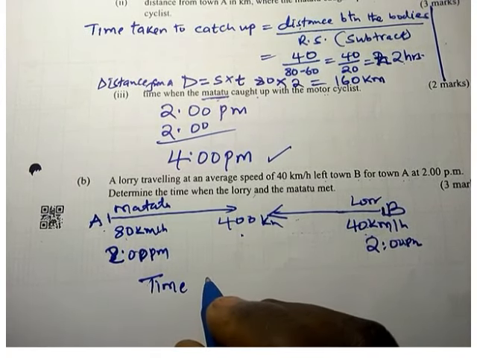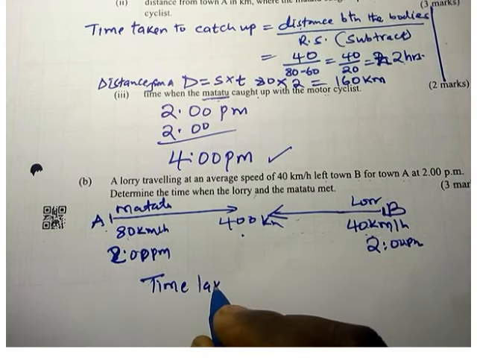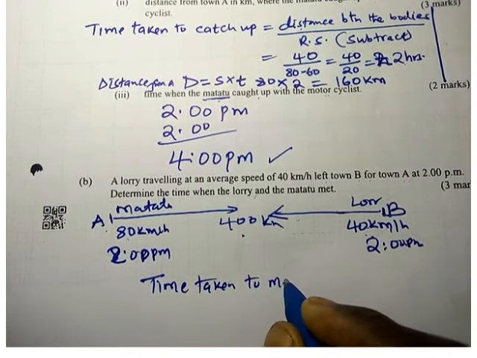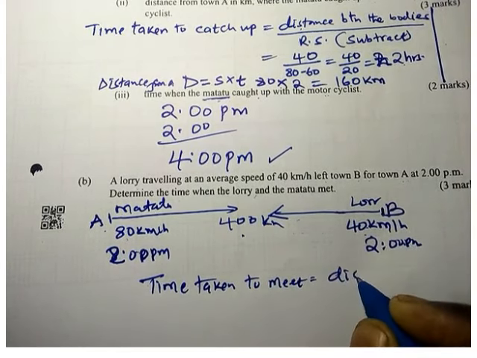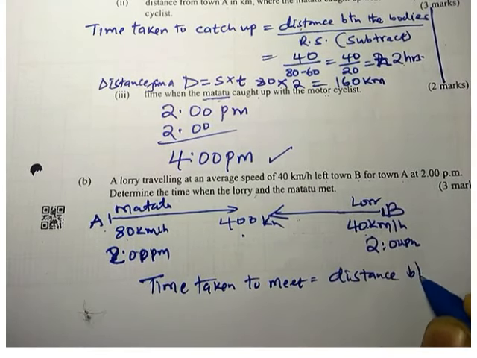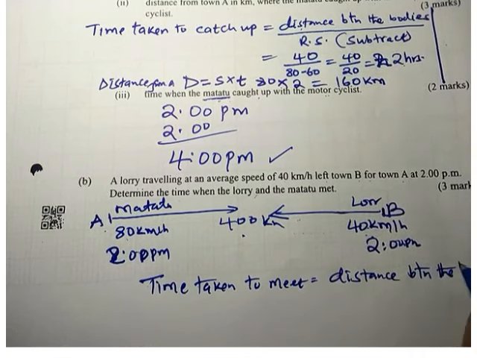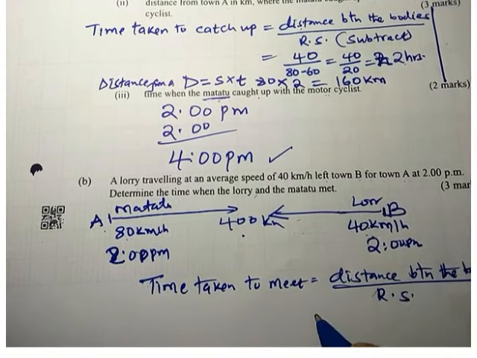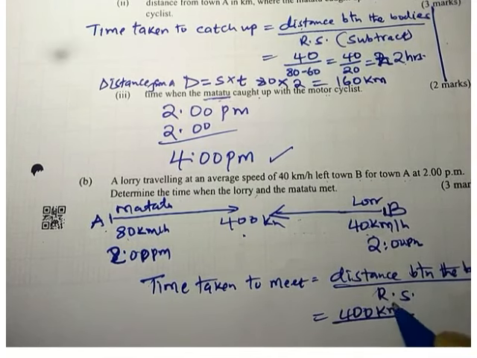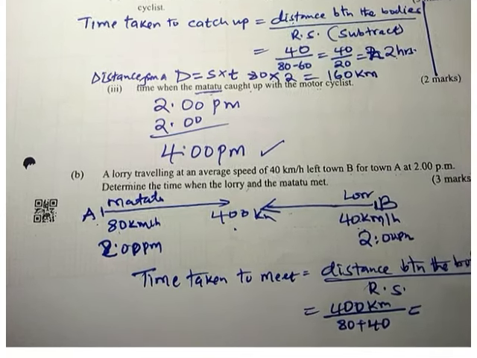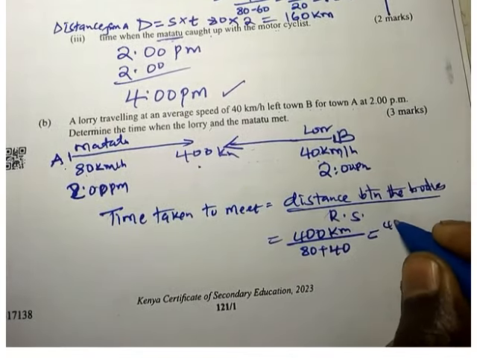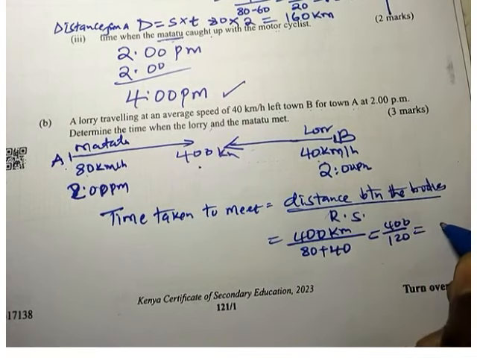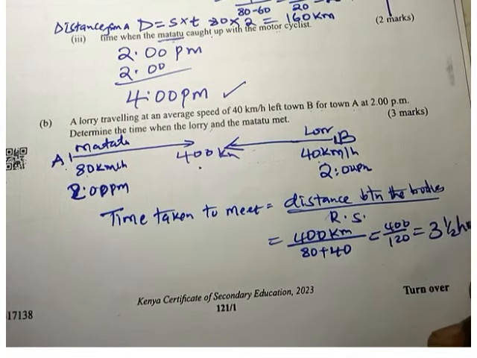The time taken to meet is equal to the distance between the two bodies divided by their relative speed. The distance between them is 400 kilometers. The relative speed is 80 plus 40, and this will give us 400 divided by 120, and this will give us 3.5 hours.